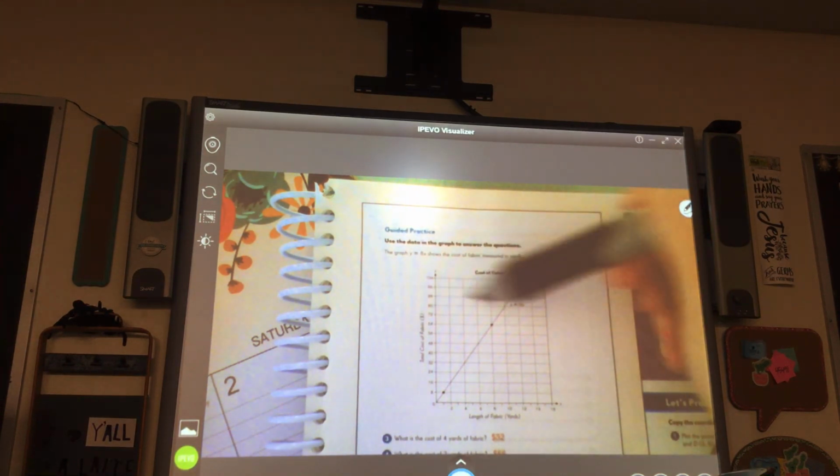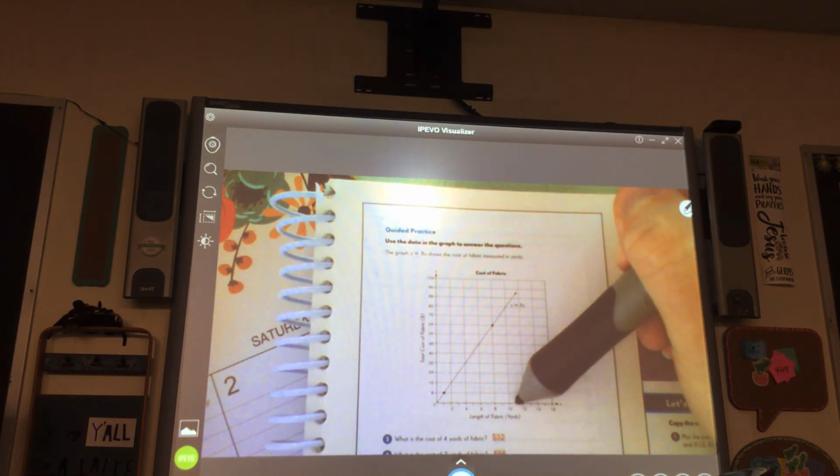And the last one, how many yards of fabric can you buy with $88? So I go to 88, go across, go down. How many yards of fabric? Yeah, 11 yards of fabric.